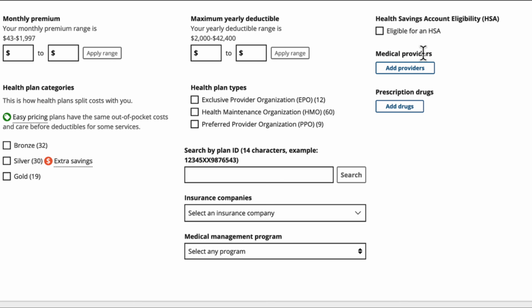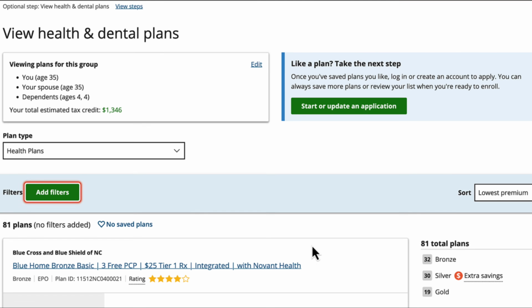Also, if you already know your medical providers and prescription drugs, go ahead and put those in as well. You want to make sure that your provider is in network. You want to make sure that your prescription is on your plan's formulary. And you want to be able to compare your prescription drug costs when comparing plans. There can be a stark difference from one plan to another. So I'm not going to put any of these filters on right now. I just wanted to walk you through exactly how the filters work and what you can filter based upon. So we'll click cancel.